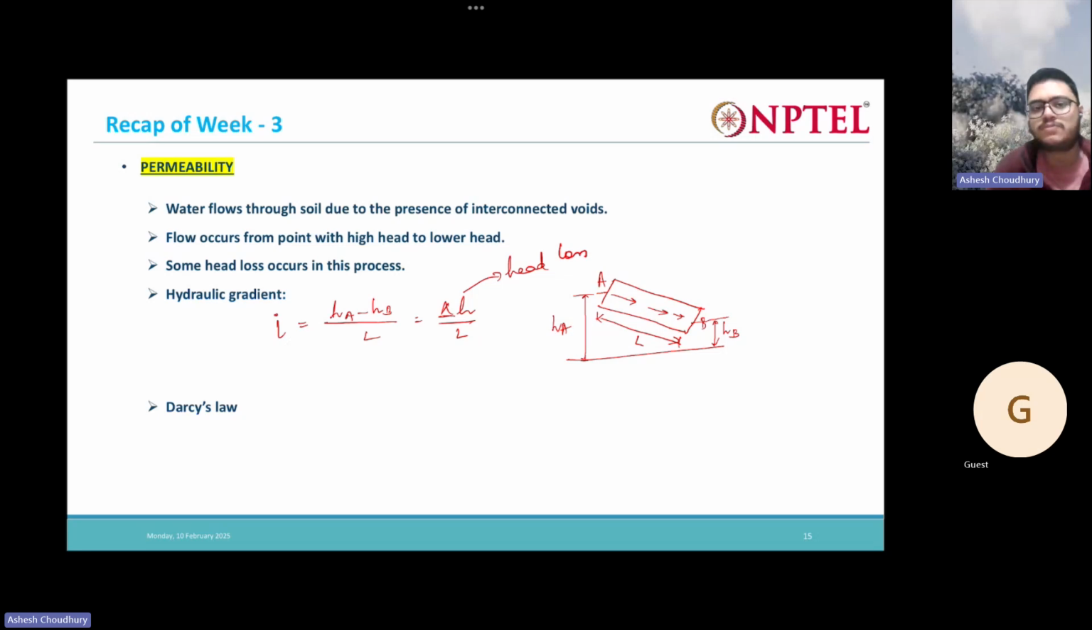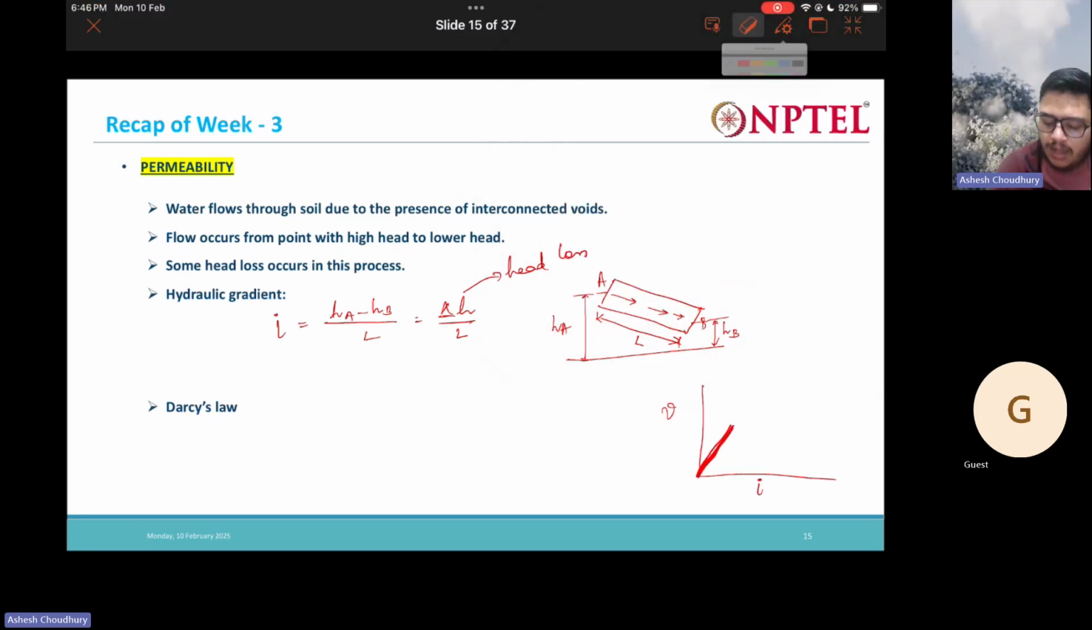Now when water or fluid flows through the soil, the velocity of flow is extremely slow. So if I want to plot the velocity of flow against the gradient, the relation is generally linear.